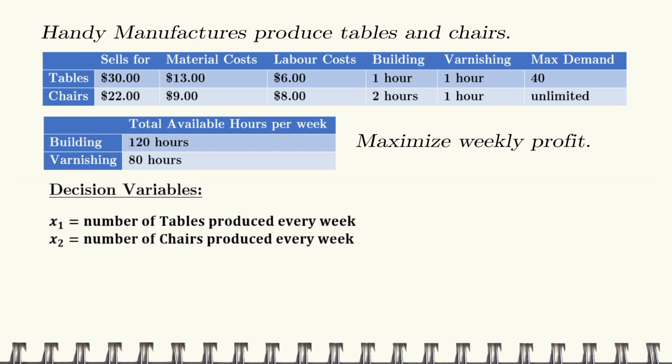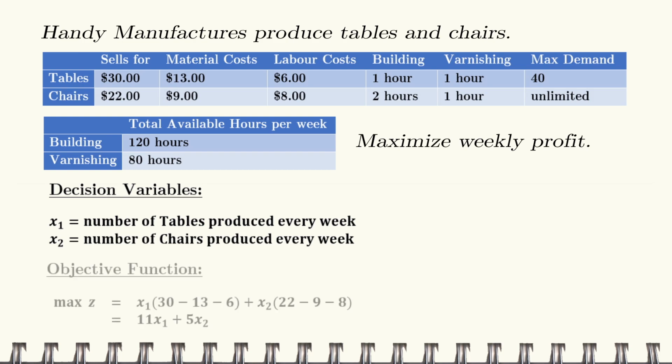These will be our decision variables, where x1 equals the number of tables which are produced every week, and x2 represents the number of chairs that are produced every week. From this, we can now create our objective function. If we call z profit, we know that we want to maximize z, which is equal to the number of tables times the profit, which is what the table sells for, minus its two costs, the material cost and the labor cost, plus the number of chairs times its profit, which is what it sells for minus its material costs and labor costs.